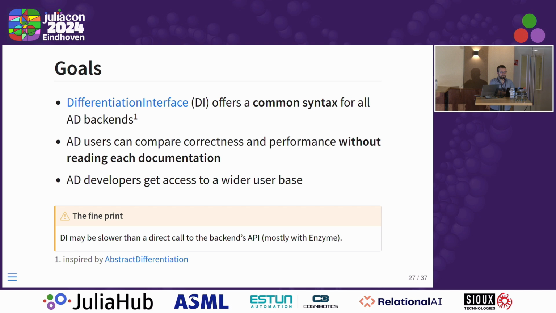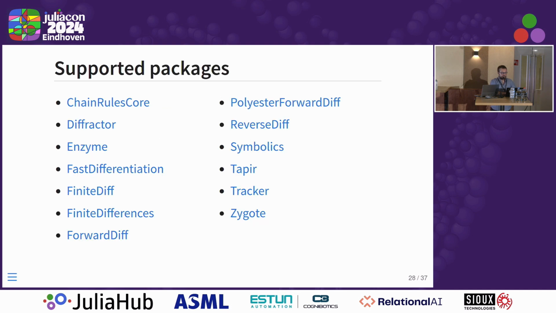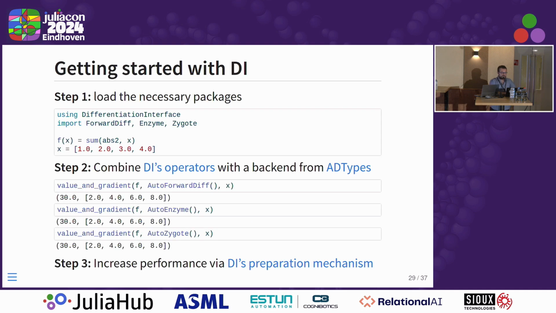In advanced use, you may want to call the backend's API directly because of some subtle performance issues, but for 99% of beginners, I would say this is soon to become a good way to start auto-diffing through stuff. AD users can compare correctness and performance between backends, and developers get access to a wider user base. How does it work? Well, first of all, it supports every autodiff package out there. All of them, and the ones that are being developed, like ADAL-C or GTPSA, are also adding support. So it's as comprehensive as it can be, and it's fairly simple.